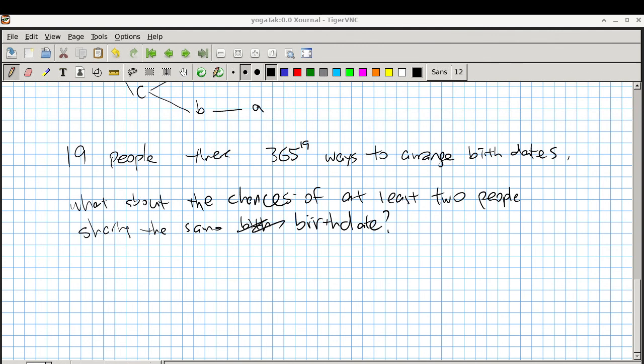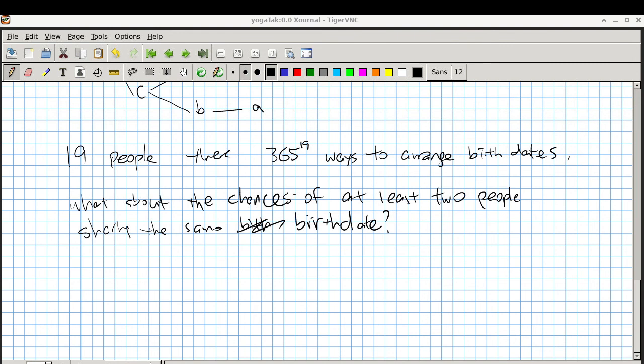One way to look at this is to say everybody has a unique birth date. It's the complement of that. If you are interested in knowing the chances of at least two people sharing the same birth date, it would be the same thing as 1 minus the probability that every person has a unique birth date. Does that make sense?